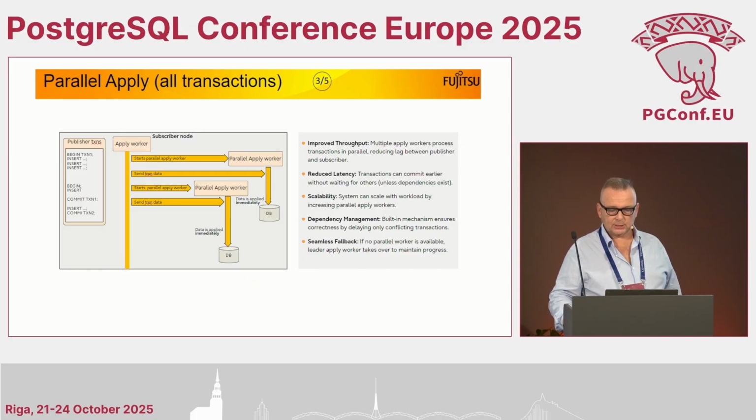So as mentioned, from PG19, the intention is to make parallel apply the default. And this slide just summarizes the reasons for changing the default to parallel apply for all transactions: improved throughput, reduced latency, scalability, and dependency management, with built-in methods to ensure consistency by delaying only conflicting transactions. And also, the idea is it will have a seamless fallback. In other words, if no parallel workers are available, the lead apply worker process will still run in a single-threaded manner.